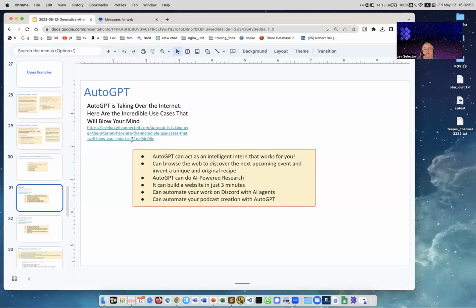Next, AutoGPT. Again, this is an article which I really liked, and the person was talking about automating something using GPT in the middle. So AutoGPT can act as an intelligent intern, which works for you, can browse the web, discover upcoming events, give you original recipes, do AI-powered research, build a website, automate your work in Discord with AI agents, automate your podcast creation, and so on.